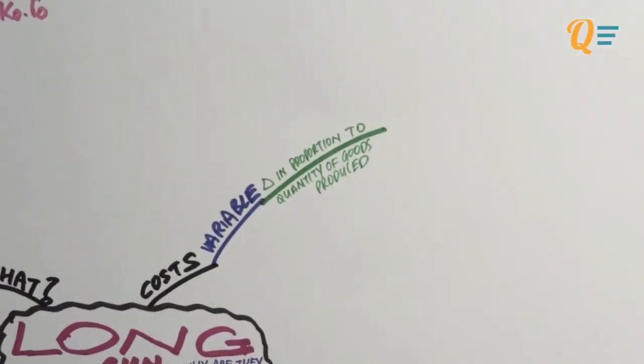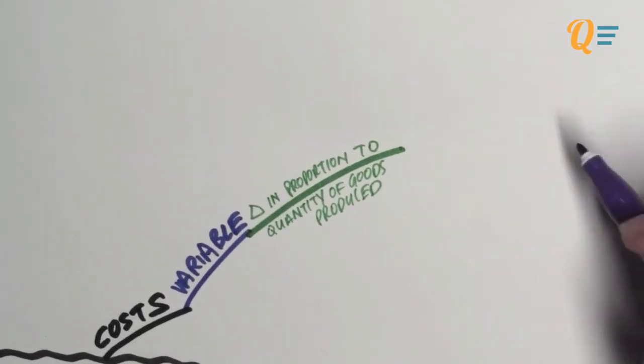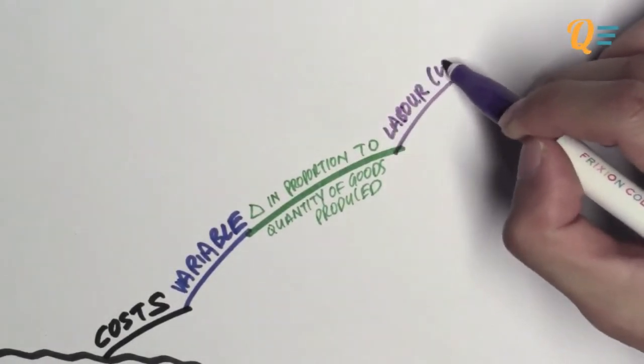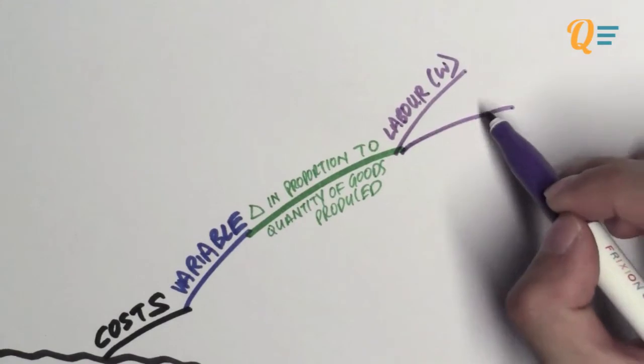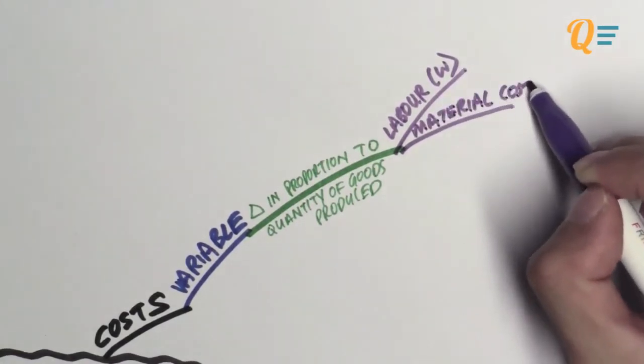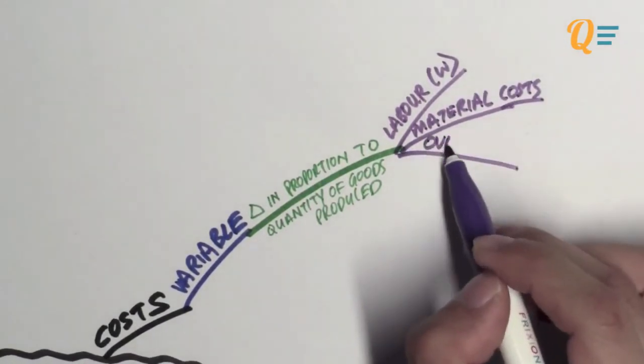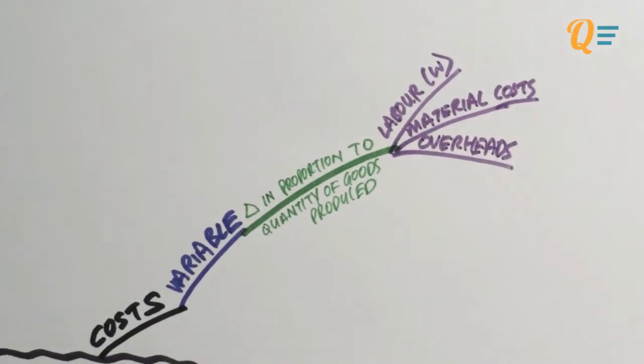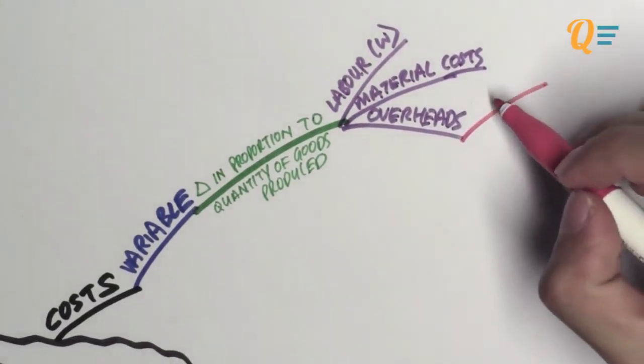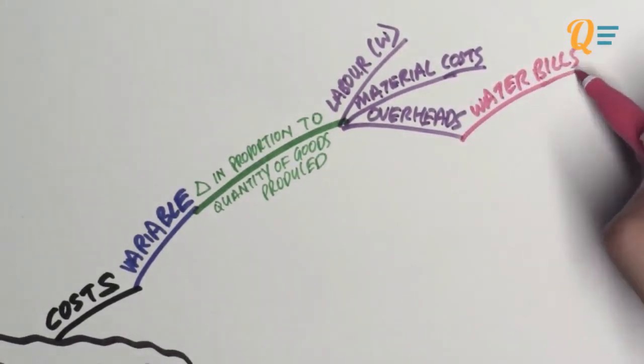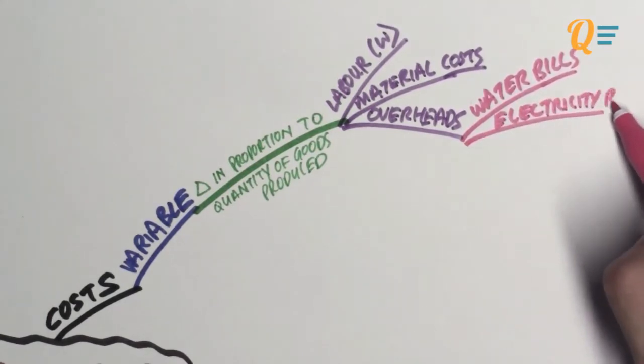So some examples would be labor. Labor is a variable cost because we pay them wages, and that might increase or decrease. Material costs might be one of them. Overheads, both indirect and direct. So you've got things like your water bills as well as your electricity bills.